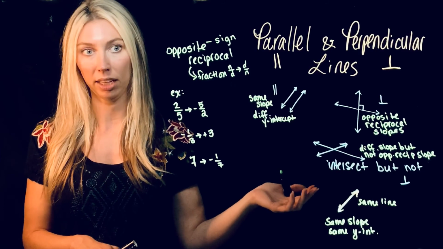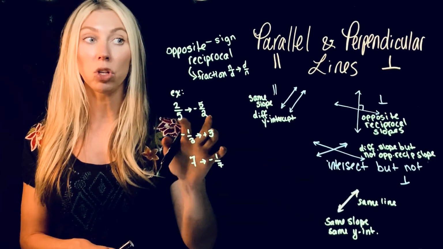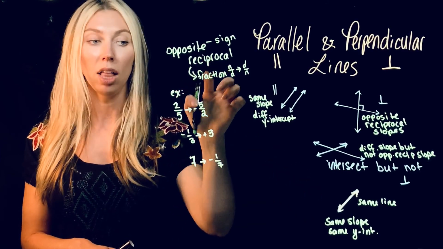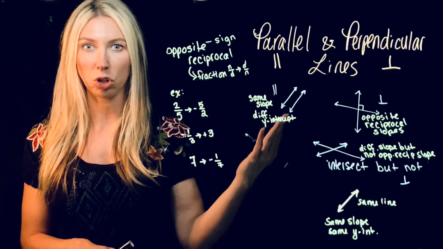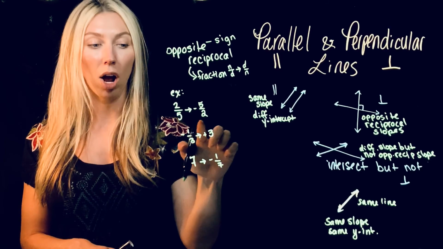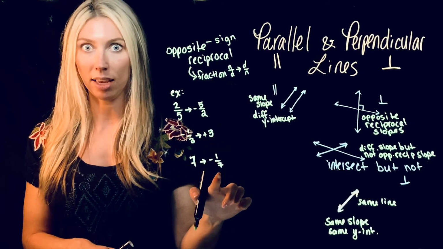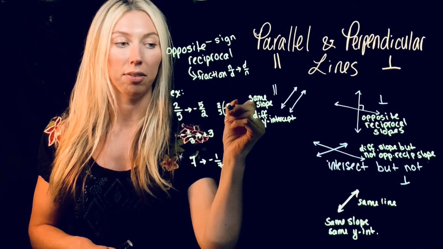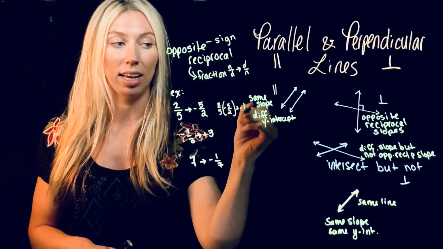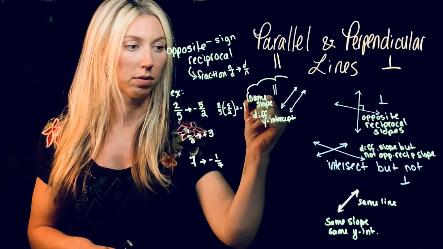The other thing that you can tell about an opposite reciprocal is that the product of these numbers, and remember product is the answer you get when you multiply, is going to be negative 1. So if you do 2 over 5 times negative 5 over 2, you get negative 1. Sorry, let me separate this.